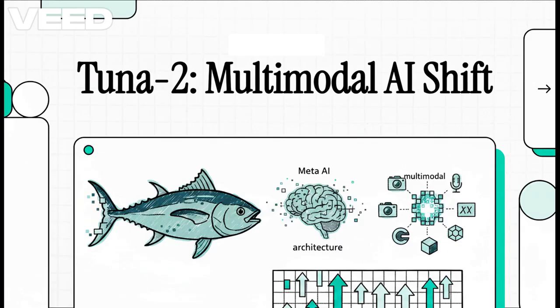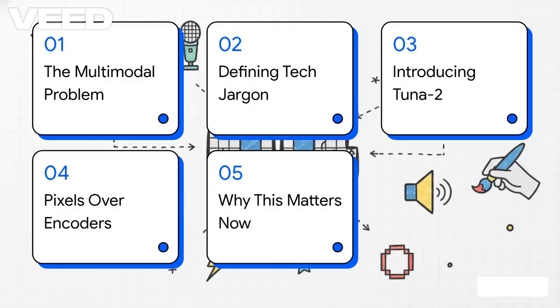Now, we all know the world of artificial intelligence moves at absolutely breakneck speed, but today we're actually going to slow down a bit. We're going to take our time and really unpack the complex architecture behind Tuna-2. Because by the end of this explainer, you're going to understand exactly why this paper represents a massive paradigm shift for the entire AI industry. Okay, let's dive into this.